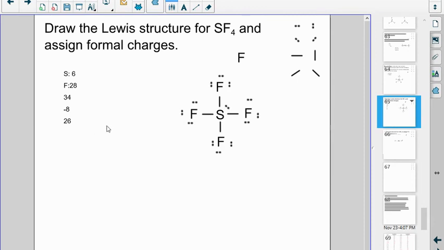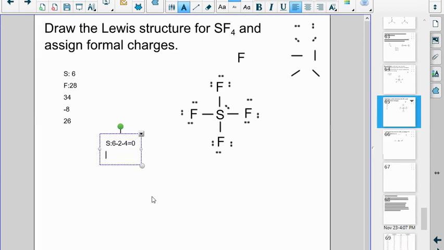When I look at formal charge, my sulfur has 6 valence electrons to start, minus the 2 of the lone pair, minus the 4 bonds is 0. Fluorine, 7 minus 6 minus 1, also 0. So again, this is the most likely structure for it.